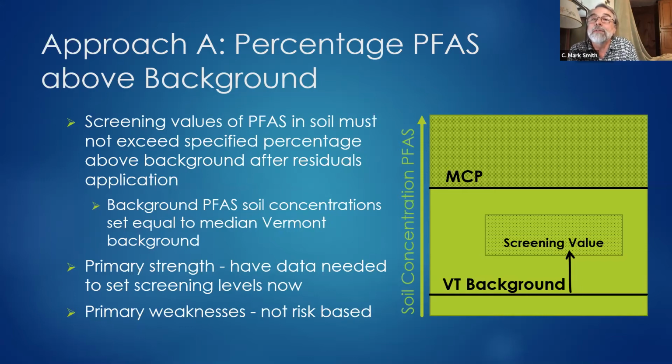The primary strength of this approach is that we do have data right now that we could use to establish these screening levels. And I would say that the primary weakness here is that it's not a risk-based approach. It's really just saying, all right, we already have a level of these PFAS compounds in the environment. And to achieve the benefits associated with the reuse of residuals, we might be willing to allow a small incremental increase over those background levels while we get these things phased out and eliminated from the various waste streams that are contributing to the biosolids. Next slide, please.